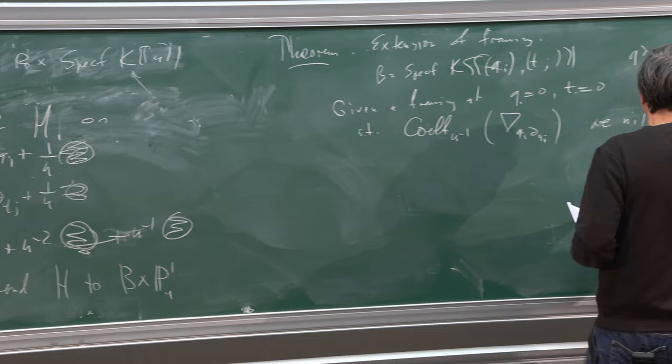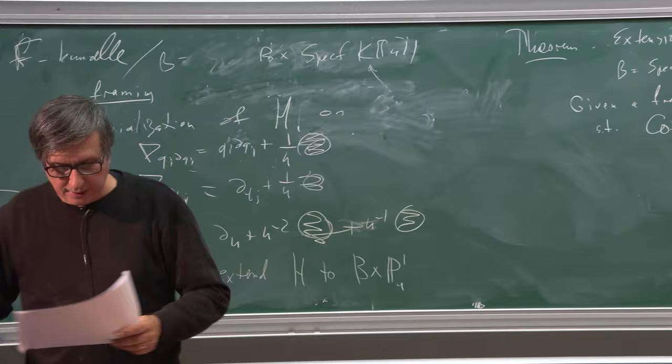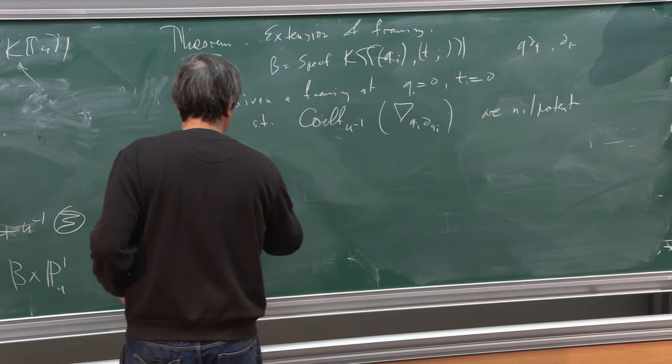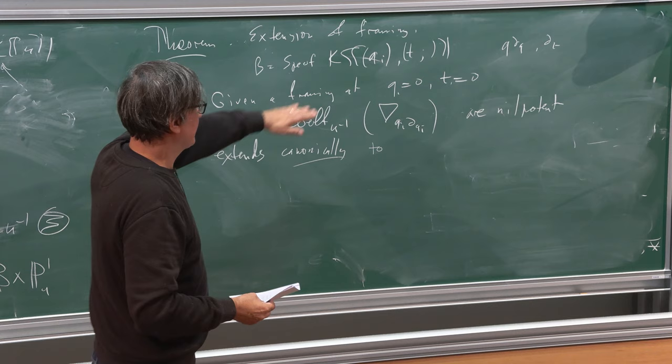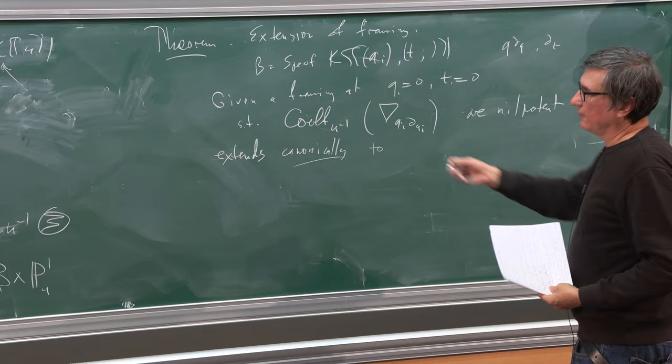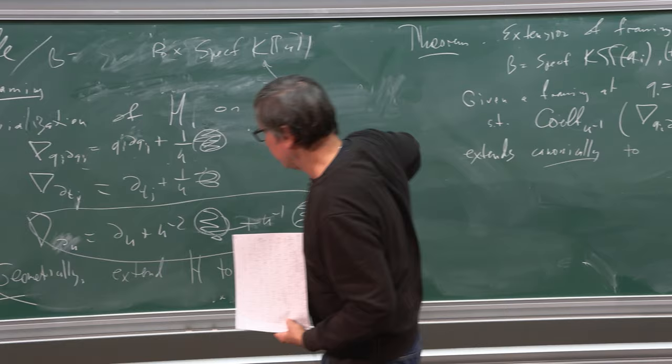If there's no covariable, there's no constraint, then this extends canonically to the whole formal neighborhood, uniquely. It's a unique way. Given a framing at one point, I get just my vector bundle in one variable written in this form. It's a limiting point.